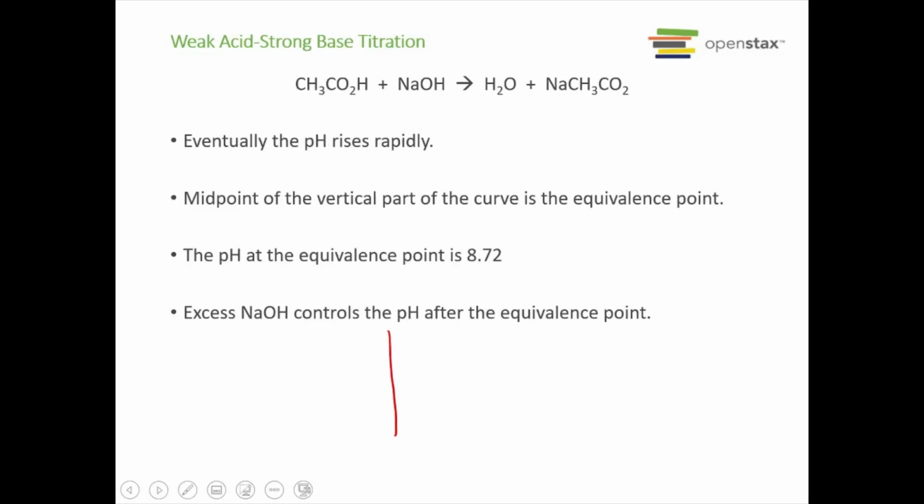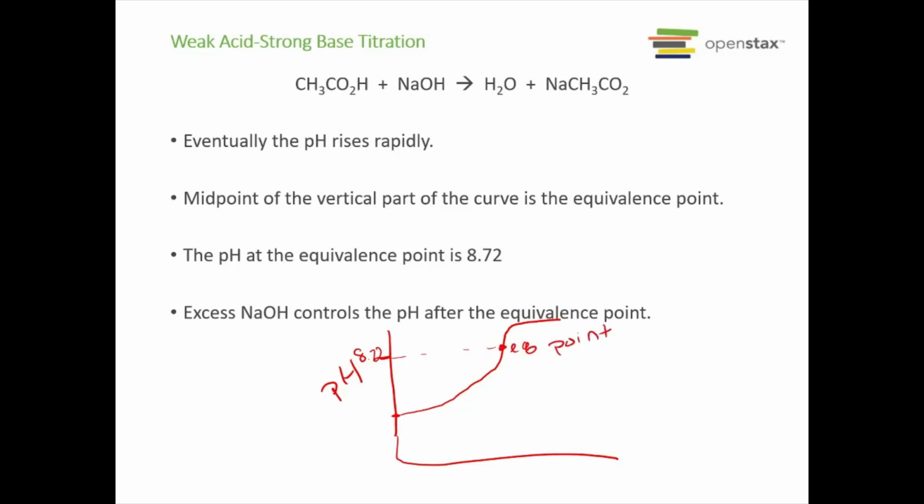So we have our pH here, and here's 8.72, our equivalence point for this system. So we're starting at a higher pH, slowly going up, and then it starts going faster, faster, faster, till eventually it goes really fast, and the midpoint of the vertical part of the curve gives us our equivalence point. Just like before, now sodium hydroxide is controlling the pH.